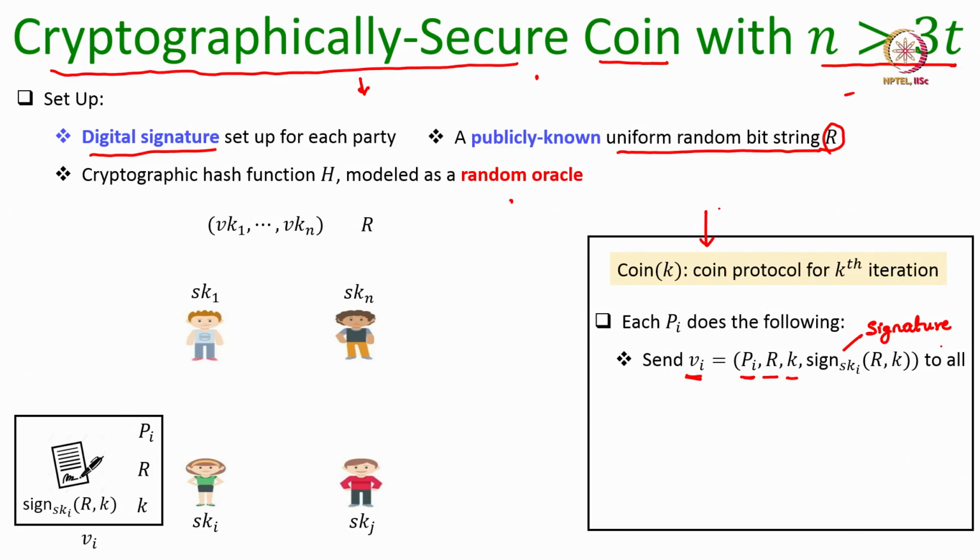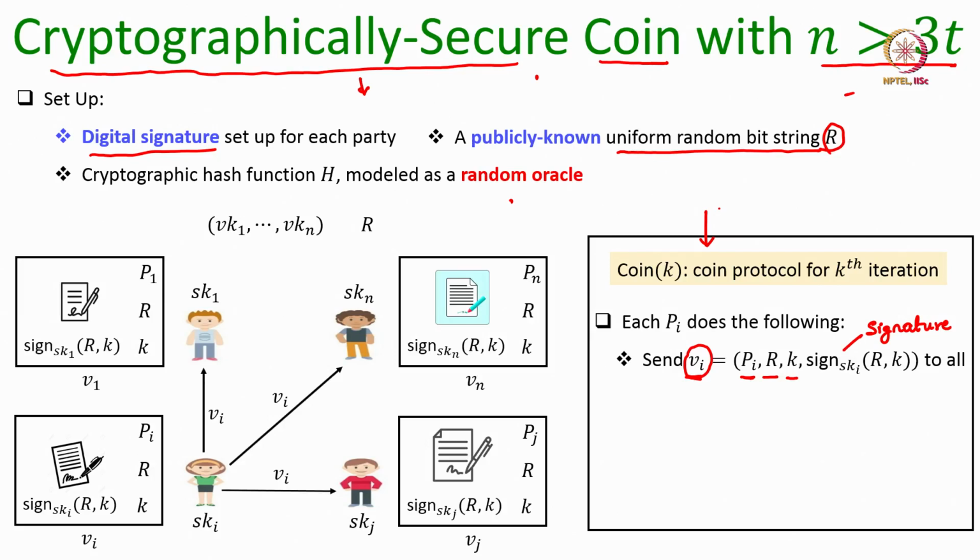Okay. If Pi is an honest party, it will send this tuple vi identically to everyone, but if Pi is a corrupt party, it may not follow the protocol. It may send vi to one set of parties, it may send another vi to another set of honest parties, or it may not send any vi at all. So it can behave in any arbitrary fashion.